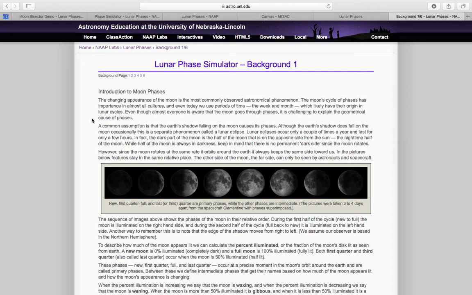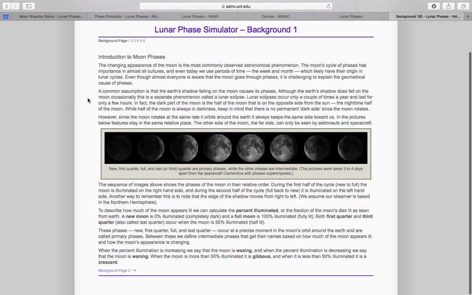So there are a total of 6 background pages. You can navigate with the numbers up here at the top. Within each of these pages, there's a lot of background information. And if you take a look at your lab itself, the first part of the lab is broken down with specific pages, or specific questions that can be found on each page.